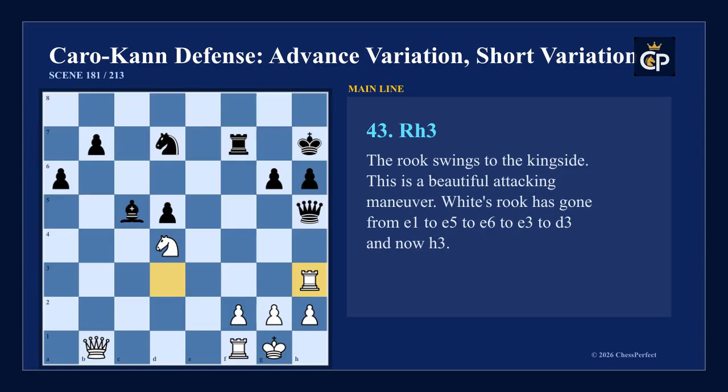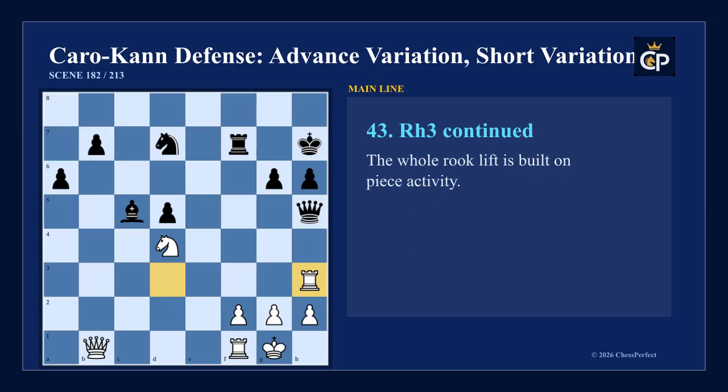Rook h3. The rook swings to the king's side. This is a beautiful attacking maneuver. White's rook has gone from e1 to e5 to e6 to e3 to d3 and now h3. The whole rook lift is built on piece activity.